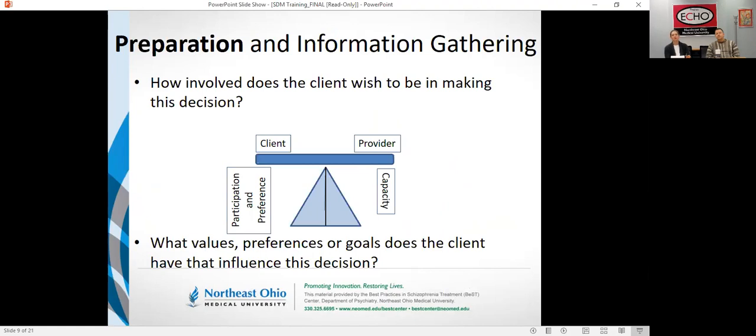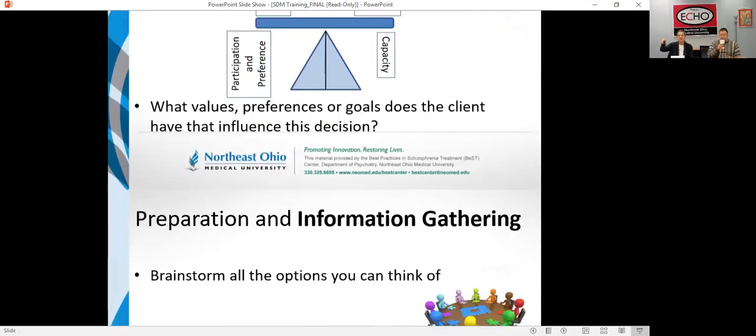Other things to consider are what values, preferences, or goals the patient or client has that influence the decision. If there is something in particular, and I didn't see Laura on here, patients who may be Amish may have very different considerations than an individual you may see in the middle of downtown Cleveland. So there may be a number of other factors that influence the decision. Maybe they prefer to do something, but it's not a treatment that's local that they'd be able to travel to easily. So lots of things go into considering what may influence the decision.